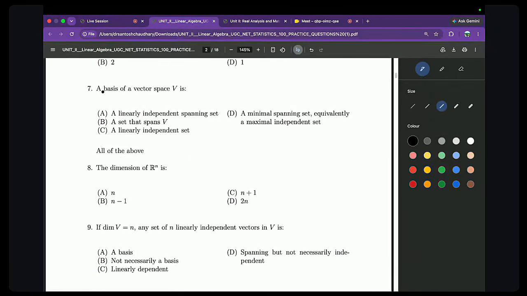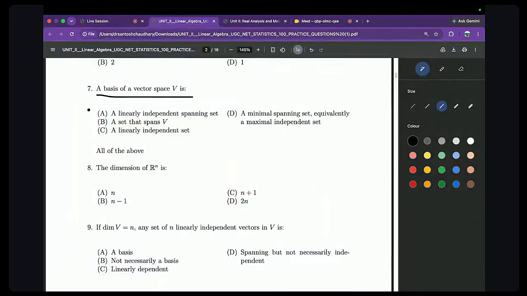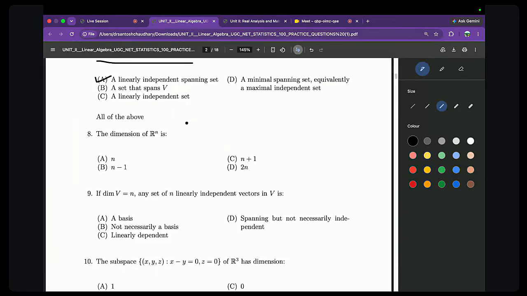Next 7th है, a basis of a vector space V is. Again definition, they are asking whether you remember the definition or not. So basis का definition क्या था? A set that spans, linearly independent, and minimal spanning set equivalent to maximum independent set. तो सब में A ऑप्शन ही पहले सही लिखा है क्या इसने? है ना? तो ये AI जो question बना रहा है उसमें पहला option जो है वो A ही रख रहा है.